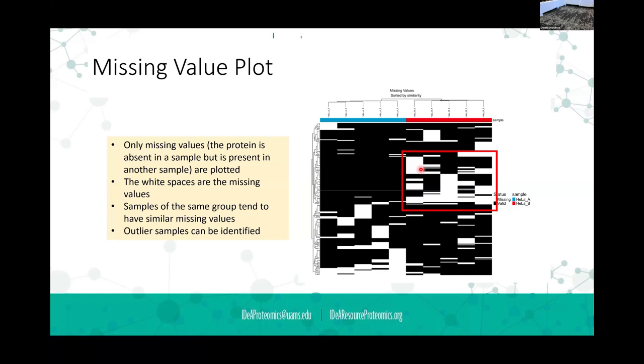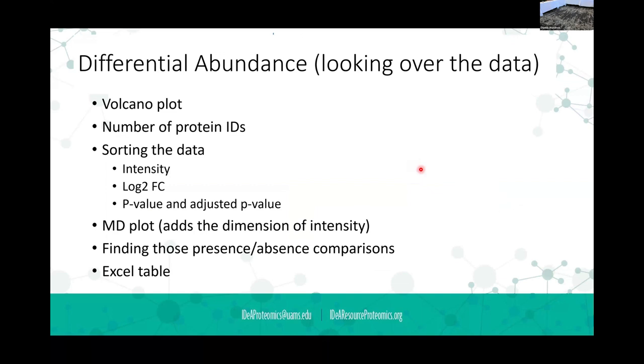And then the last thing is, our missing value plots sometimes can allow us to identify an outlier sample. You have one sample in your group that just has a lot of missing values. So we're going to move on. After you do that, we look at the quality control, then we look at the differential abundance. This is where we're actually going to look over the data.